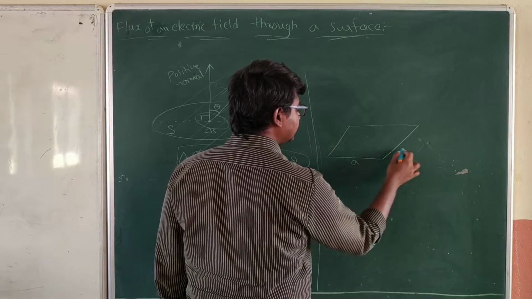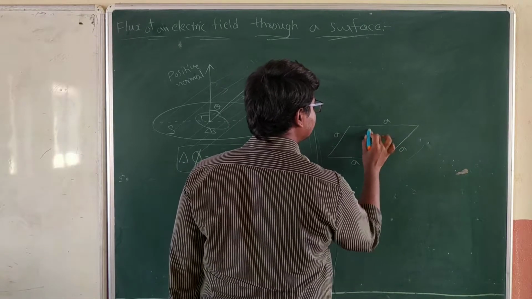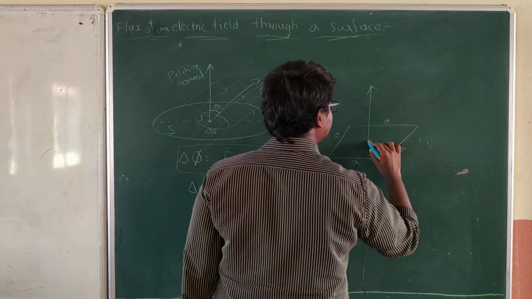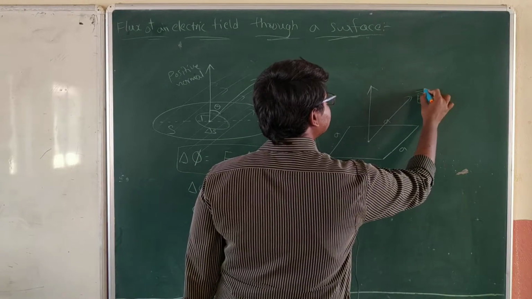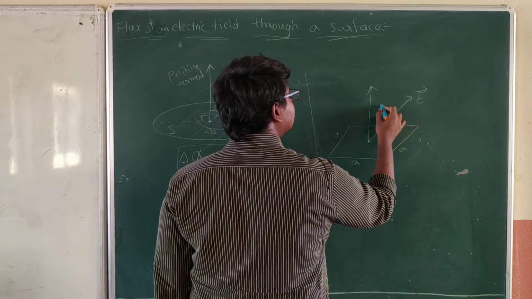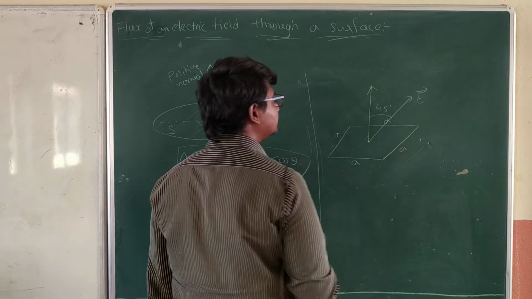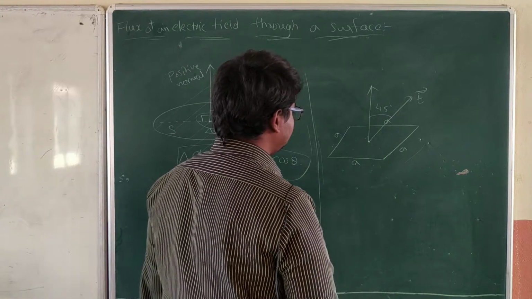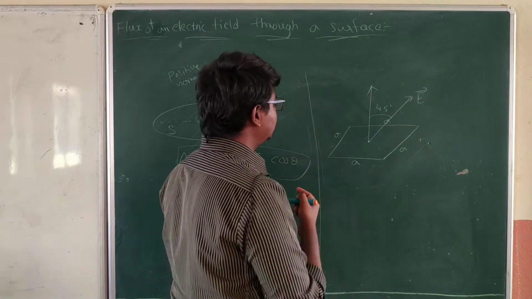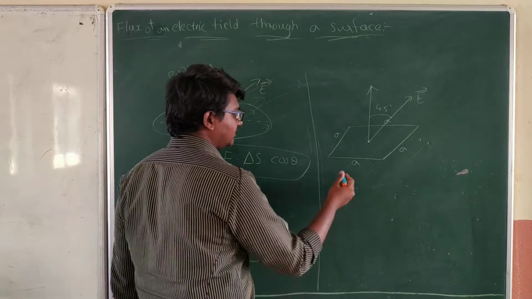square of side A. A square of side A I am considering, and its normal is like this. An electric field is going in this manner, making an angle. We can consider 45 degrees. Let's consider it making an angle of 45 degrees. Now we have to find the flux passing through this square area. That is what we need to find.